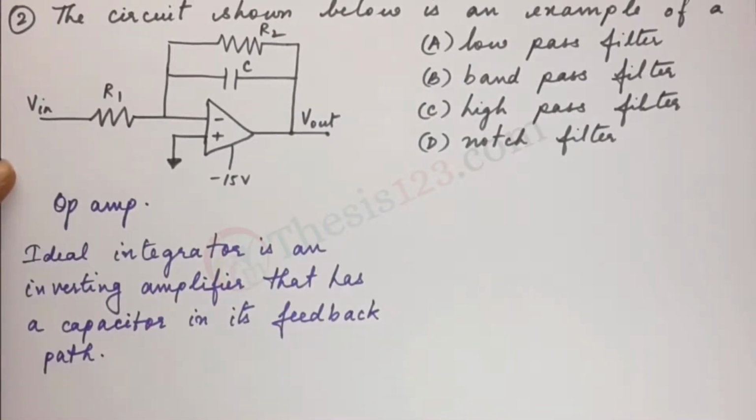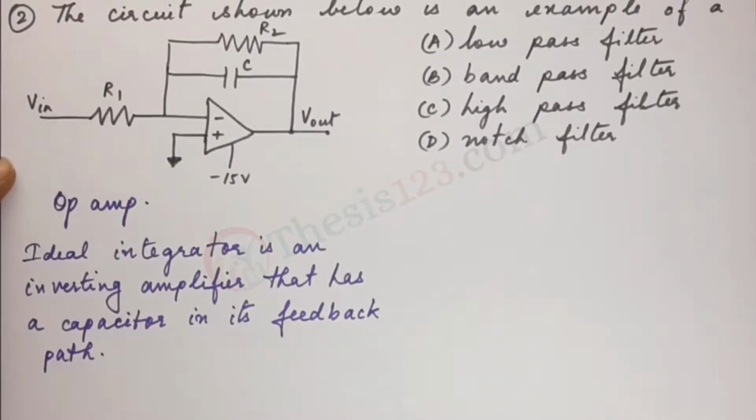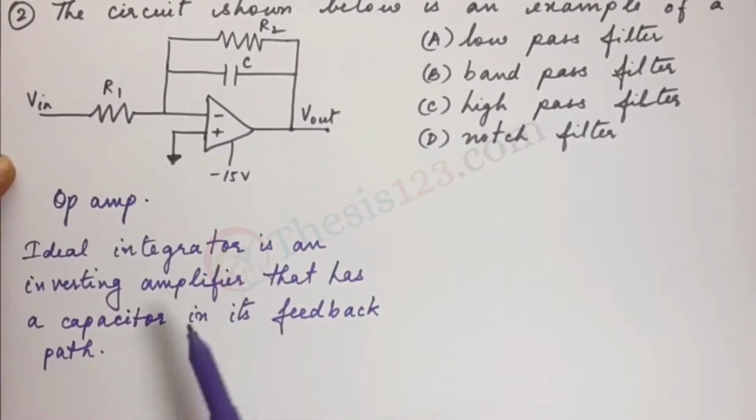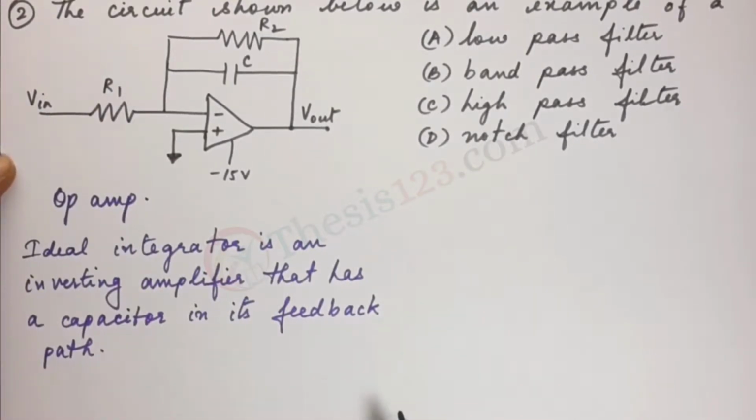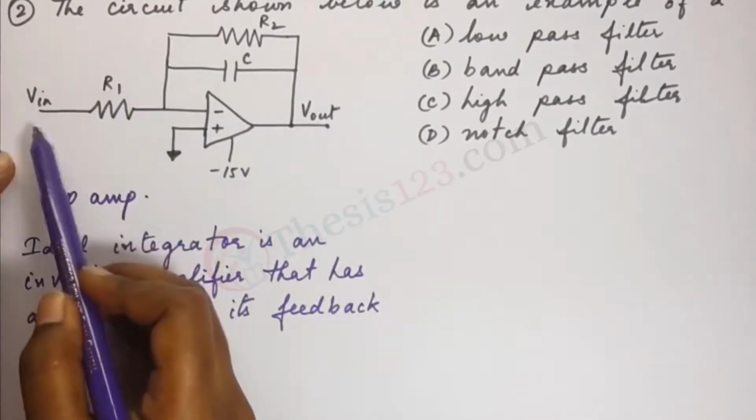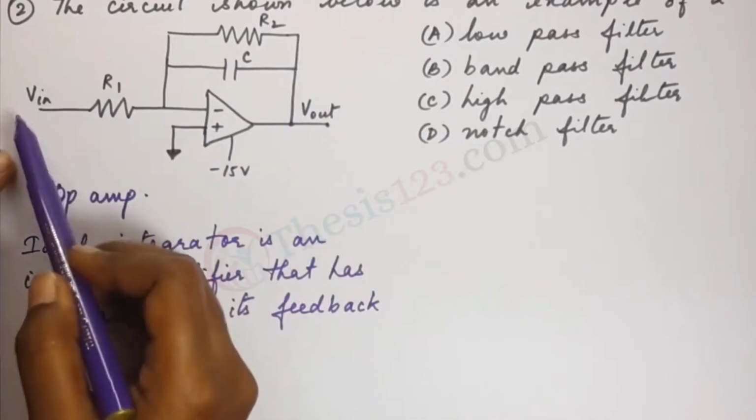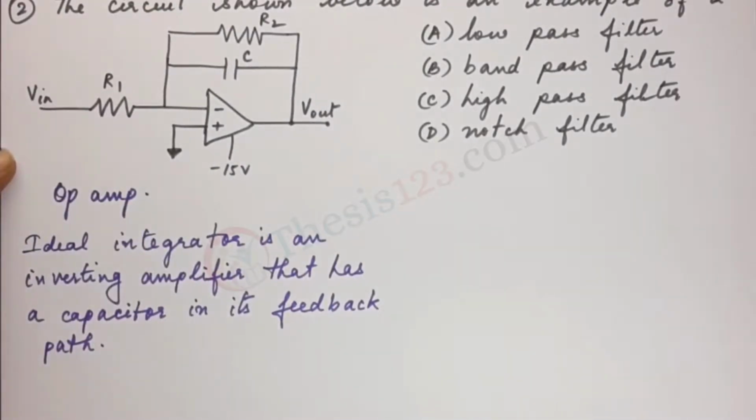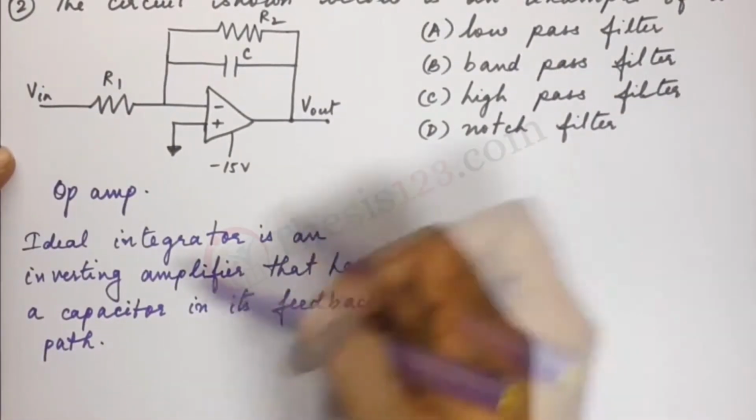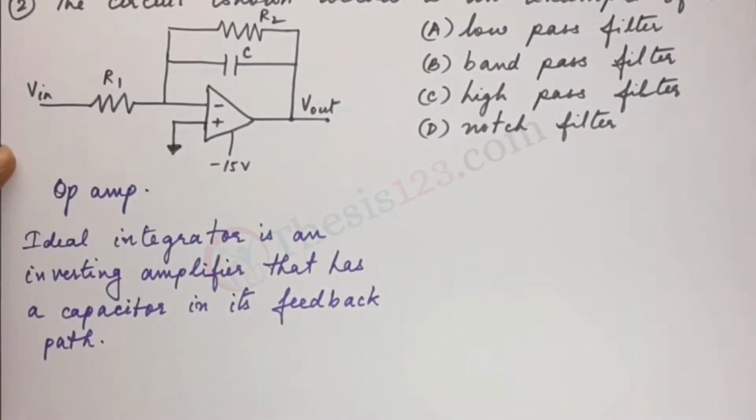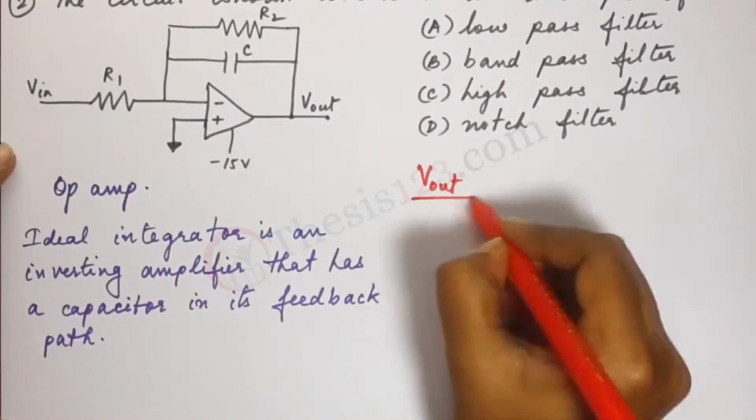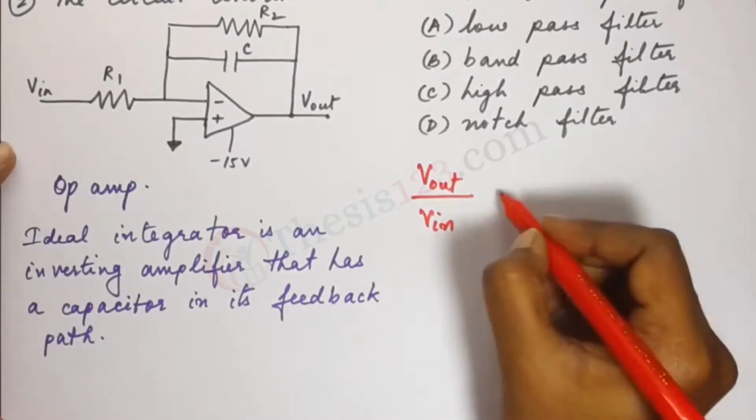Alright, so it is these clues that enable you to find out which type of filter it would be. So an ideal integrator is the one that has a capacitor in its feedback path. So the next step is to see what the ratio of the output to the input is. Now if the output to the input indicates that it is indeed an integrator, then that will tell you that it would be a low pass filter. So let's just check that out now. Let's look at the ratio of V out to V in.